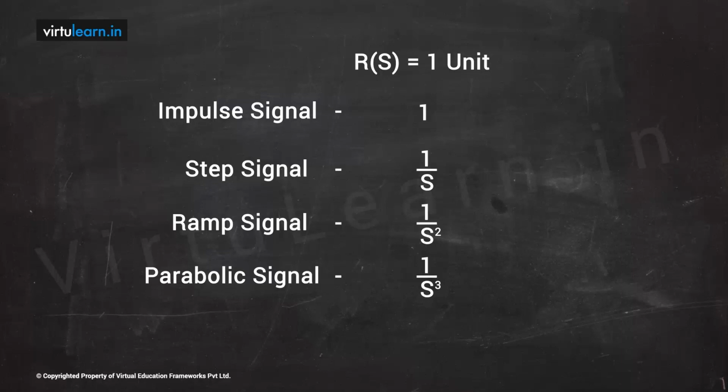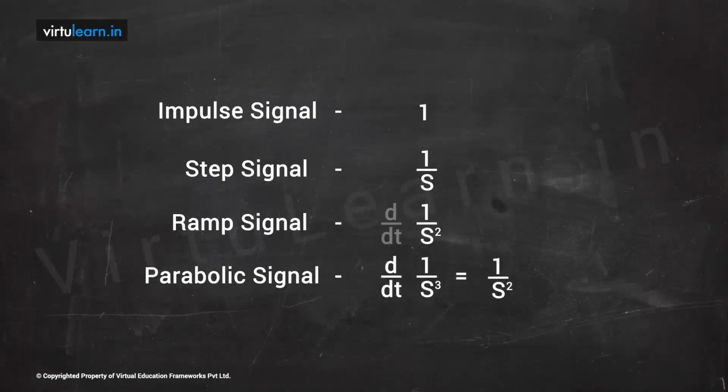Now what is happening here? Impulse is 1. If you integrate the impulse, I am going to get the step because it is 1 by s. Whenever you have 1 by s, that is the integrator equivalent. Then again if you integrate the step, you will get the ramp, that is 1 by s square. Again if you integrate the ramp, you will get the parabolic, which is 1 by s cube. The reverse is also possible. If you differentiate the parabolic, you will get the ramp. Again you differentiate it, you will get the step. Again you differentiate it, you are going to get the impulse. So these are the standard test signals that we are going to use to find the performance of the system.